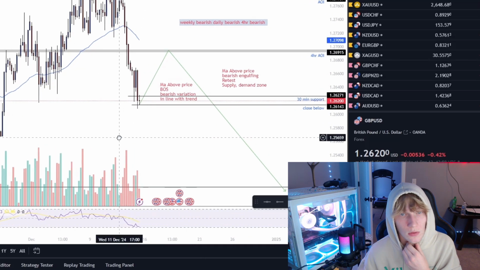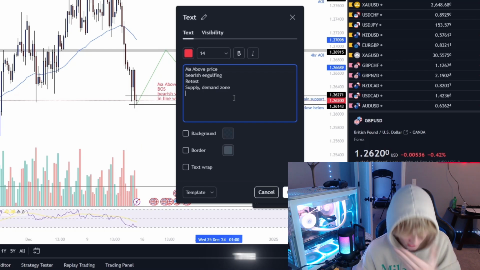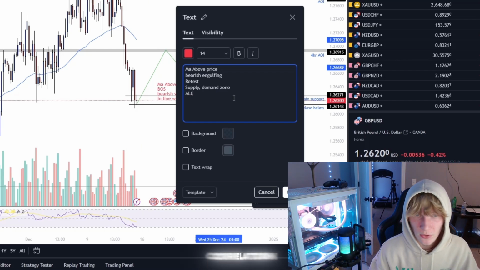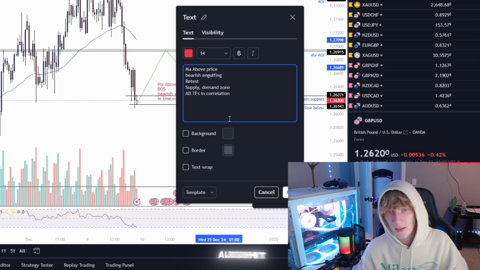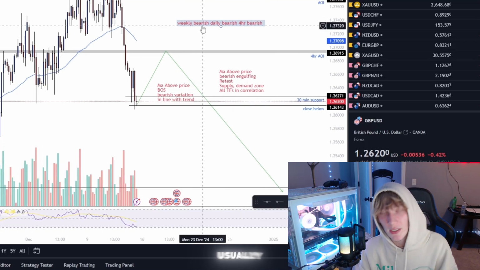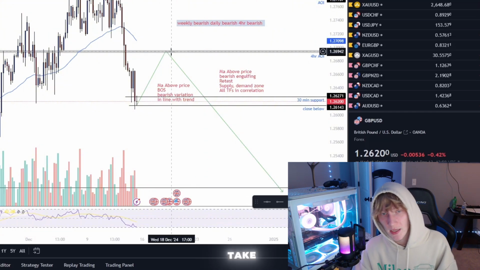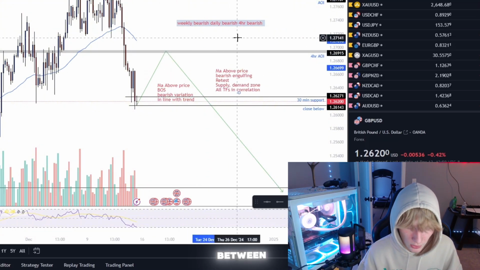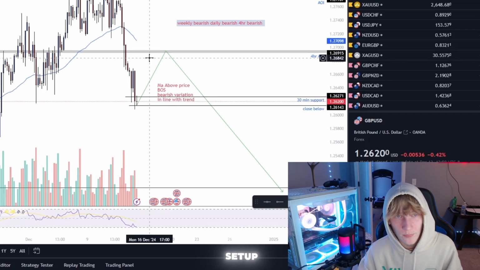Well, we can also put that all of our time frames are the same. All time frames in correlation. There we go. All right, so that would be a 5th one right there. So that would be an A setup. Usually I risk between 2 and 3% when I'm doing swing trades anyways. So if I were to take it on the 4-hour, it would be between 2 and 3% anyways. So yeah, that would have been an A+ setup.